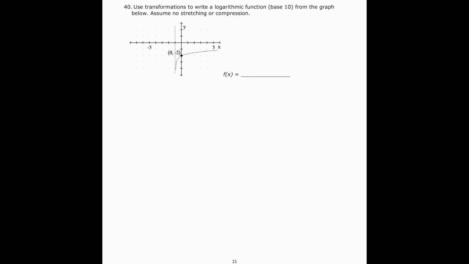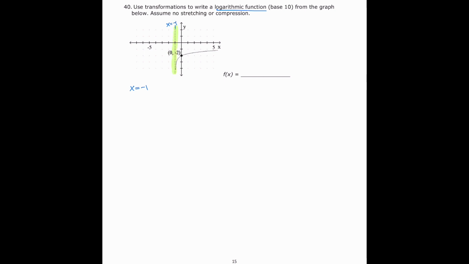We know that this is a logarithmic function. So the vertical asymptote is x equals -1. That is x equals -1. That is the vertical asymptote.